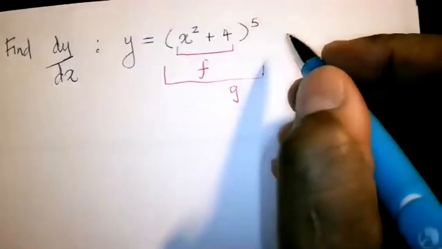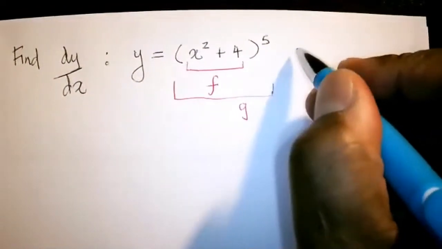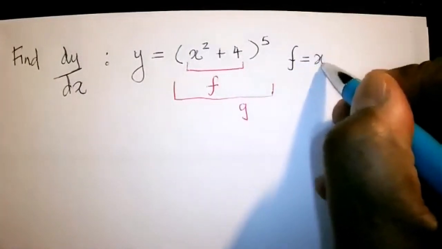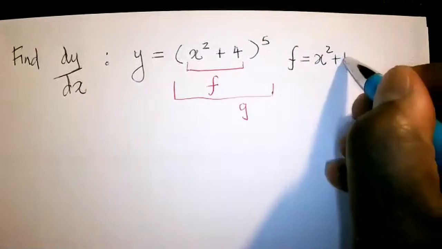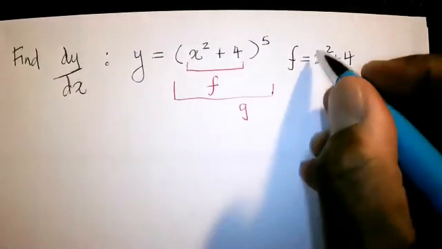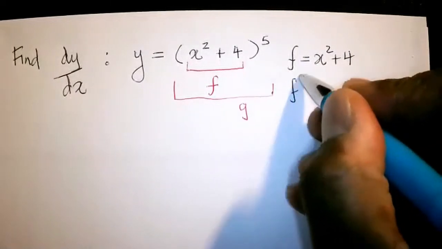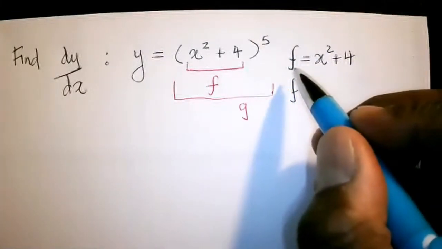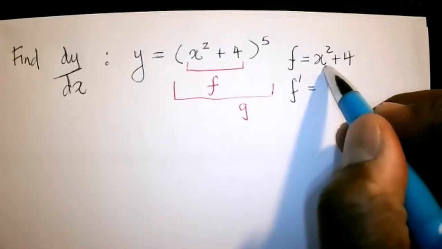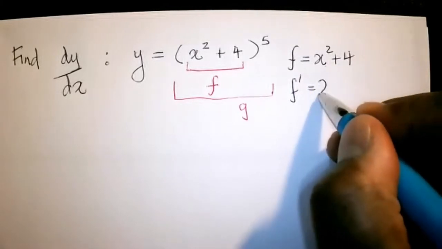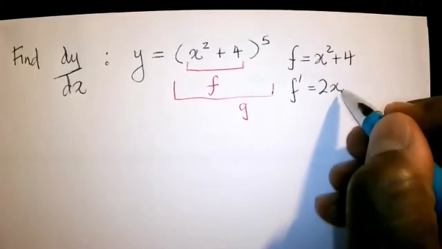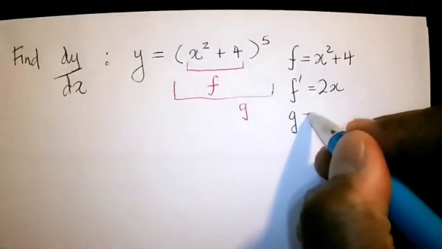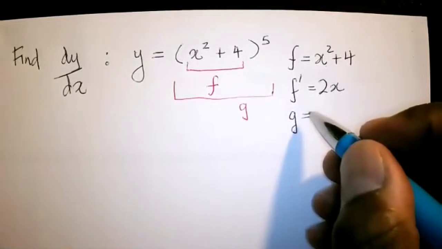So let's first of all make a declaration that f is equal to x squared plus 4. However, finding the derivative of f alone, in other words, we are finding the derivative of f with respect to x, this is going to be 2x. And then we come back and we take our g. Now, notice that g is a bracket function.